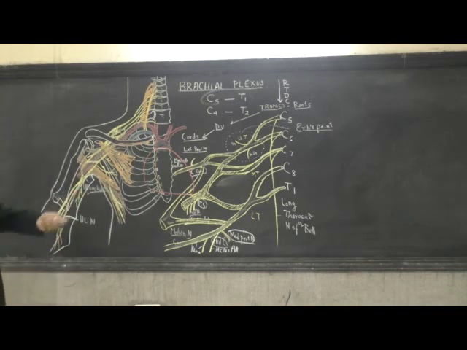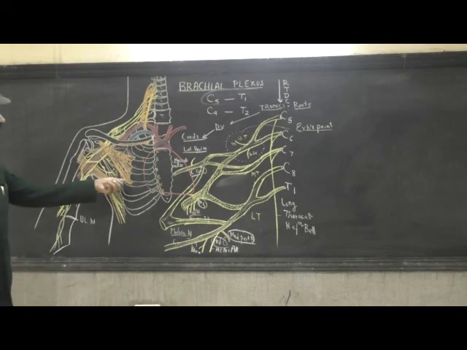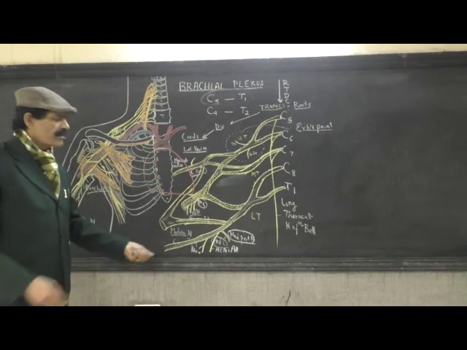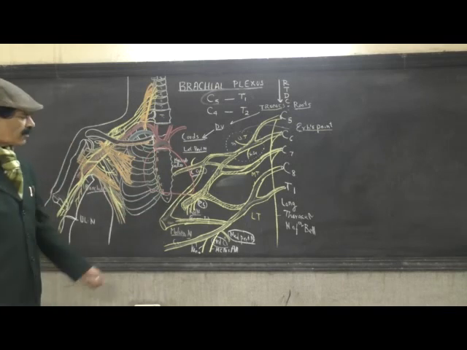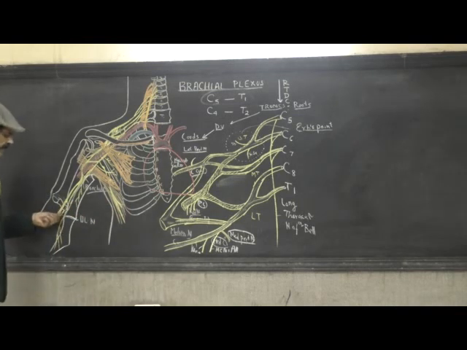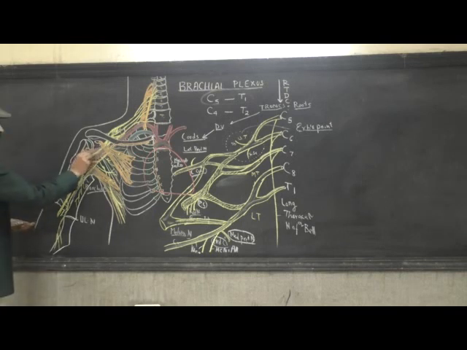So this is how we finish with the branches of the lateral, posterior and medial cords, and how these three nerves are there in our hand: median nerve, ulnar nerve, and the musculocutaneous. The lateralmost is the musculocutaneous nerve.